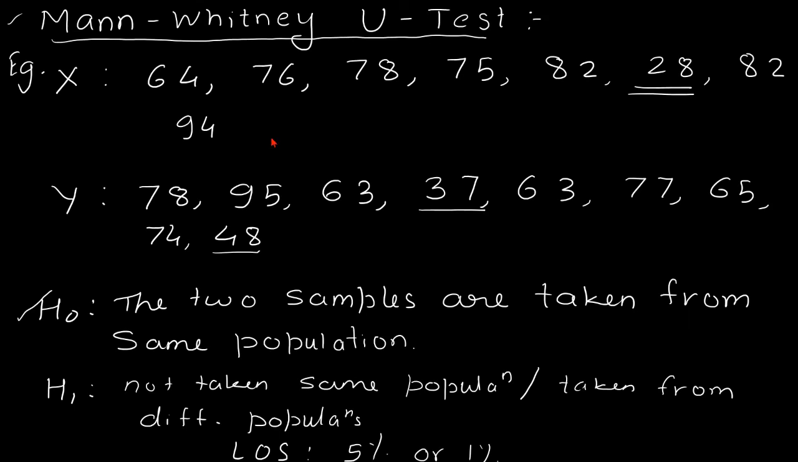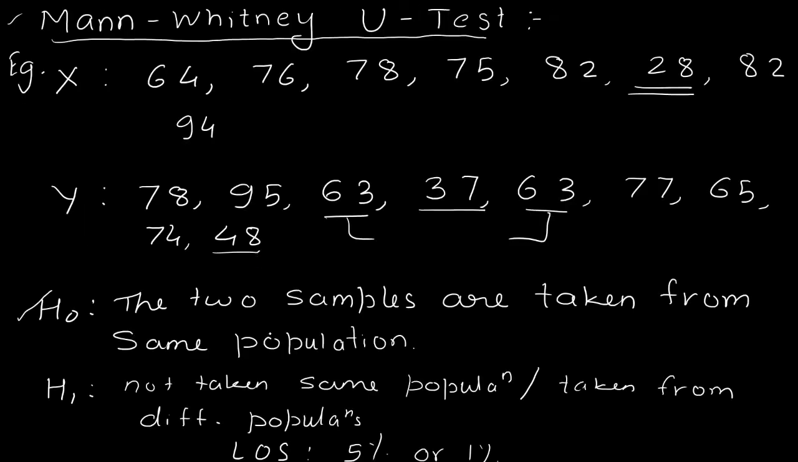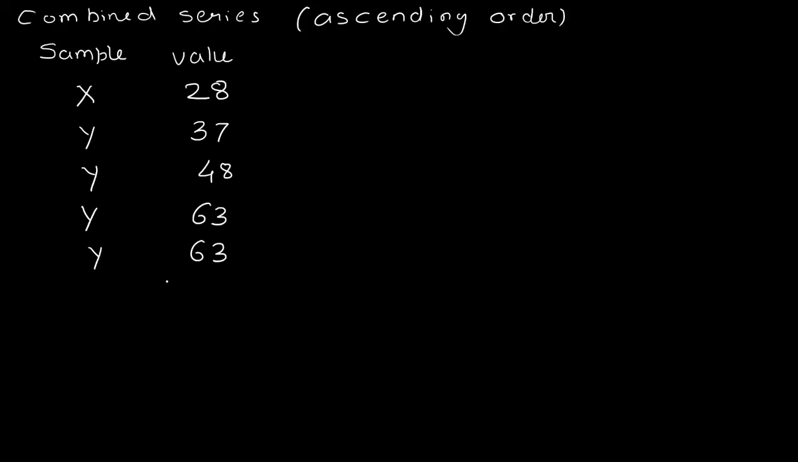Now after this, the next smallest is 63, that also belongs to y. And after 63 it is again 63. Yes, there are two 63s in this case, so we will write both separately and both belong to y. Both 63s are mentioned separately. Then after 63 comes 64. This 64 is from x.